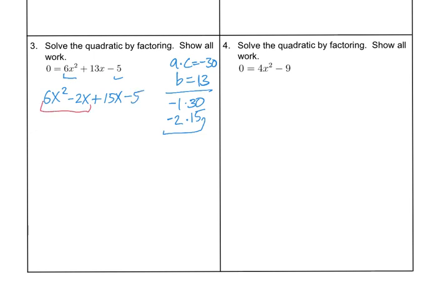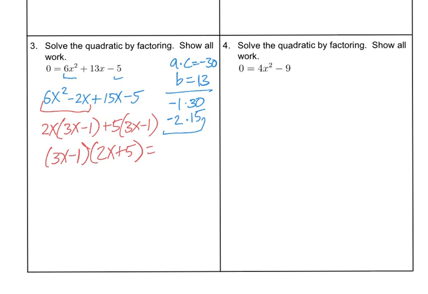Factoring my first pair, we can take a 2x out, leaving me with a 3x and a minus 1. Factoring the second pair, I can take a 5 out, leaving me with a 3x and a minus 1. I can take that 3x minus 1 and put that out front, leaving me with 2x and a plus 5. Since that equals 0, we get 3x minus 1 equals 0, which means x equals 1/3. And we get 2x plus 5 equals 0, which means that x is equal to negative 5/2.